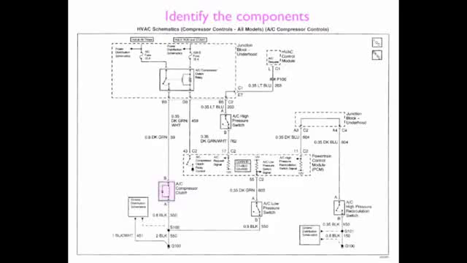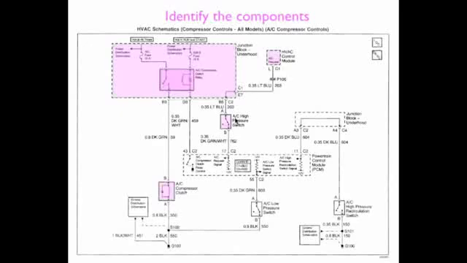We always want to identify our components. We have the AC compressor clutch. We have the AC compressor clutch relay. Now notice this is a solid box, and it is located inside a dotted box. That dotted box then is the junction block under the hood. We also have our HVAC control module.